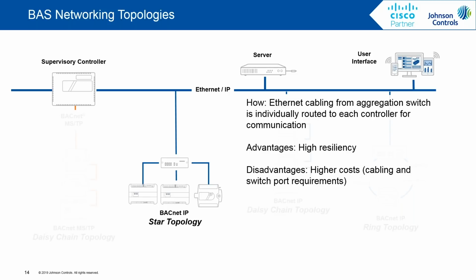As we start to use Ethernet BACnet IP for communication to the controllers, you now have the choice of star, daisy chain, and ring. So let's look at star topology first. In this configuration, all of the IP controllers would have a separate Cat6 Ethernet cable connected between the aggregation switch and the controller. Sometimes this is called a home run style of cabling. While star topology provides high resiliency, it would also have a higher cable and installation cost, as well as an increased number of switch ports and addresses that would be required of IT.